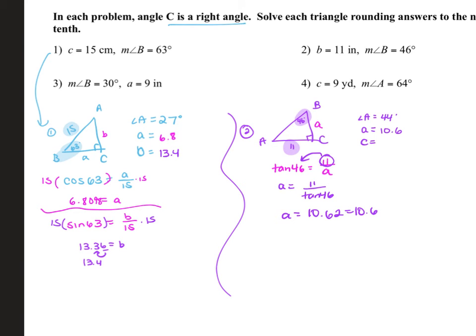Then C, I can find two ways. One is the Pythagorean Theorem. So I can do 11 squared plus 10.6 squared equals C squared. 121 plus 10.6 squared, 112.36, equals C squared. So C squared equals 233.36. Square root that number, and I get C equals 15.3.